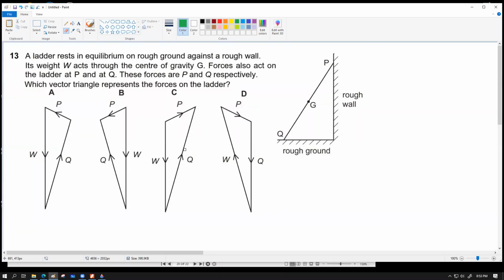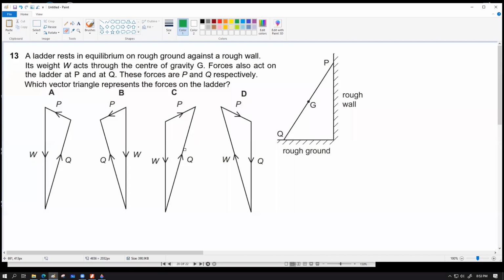They're asking which vector triangle represents the forces on that ladder. The first thing first, weight should always be vertically downwards. Weight cannot be anything else. So we can discard one of these option choices using that logic. Which one is that? D. I didn't ask about the correct answer. I am asking which one we can discard. Exactly. But one of you actually answered the correct answer, which is also good. So we can discard D because weight should be working vertically downwards.